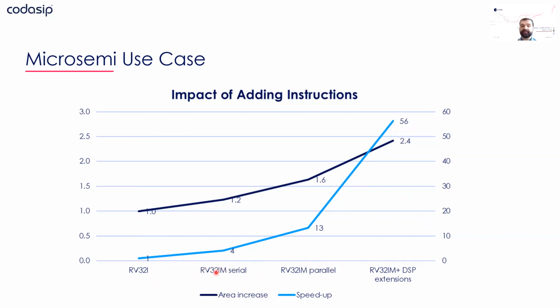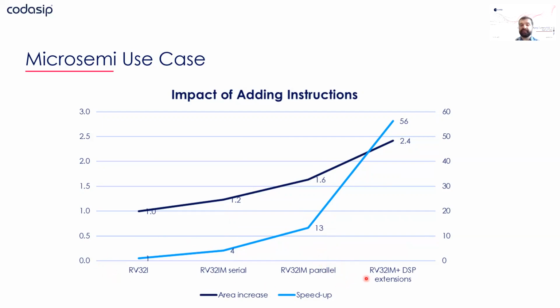And as you can see, with the basic one, with the M with sequential multiplier, the speed up is already there. The size increase is there, but it's not significant. And if you go with the parallel one, you have a speed up already 13x, and the area is not that high anyhow. What's really important is that we did one more step, because these are the standard extensions, right?